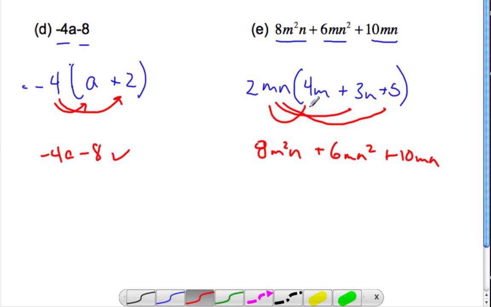Because sometimes people just take out maybe the 2 and the m, but forget the n. Oh, that is so good. That stays in the brackets, right? So you're trying to say if I had just pulled out 2m, and I had then 4mn plus 3n squared plus 5n.